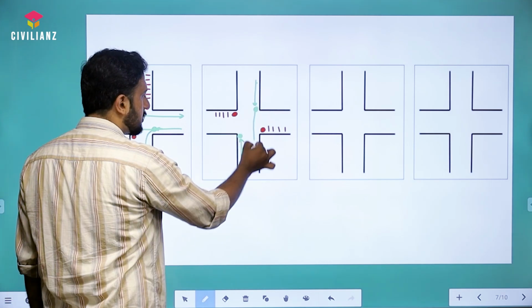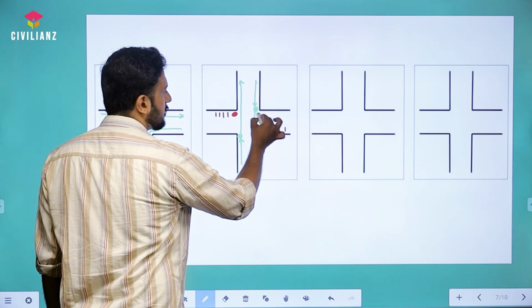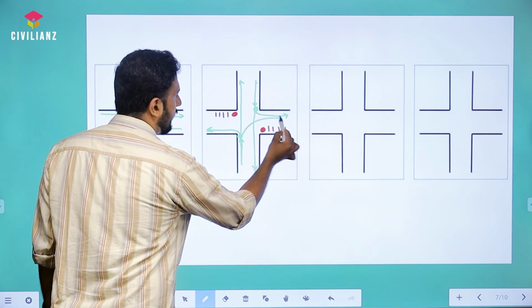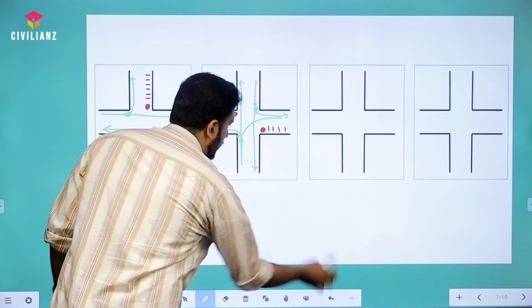Now they can go straight, no problem. They can go straight, there will not be any accident. They can also take the left turn, no issue. Whether they can take the right turn? No. Then the vehicles will collide here. Accident will happen definitely. Understood or not?